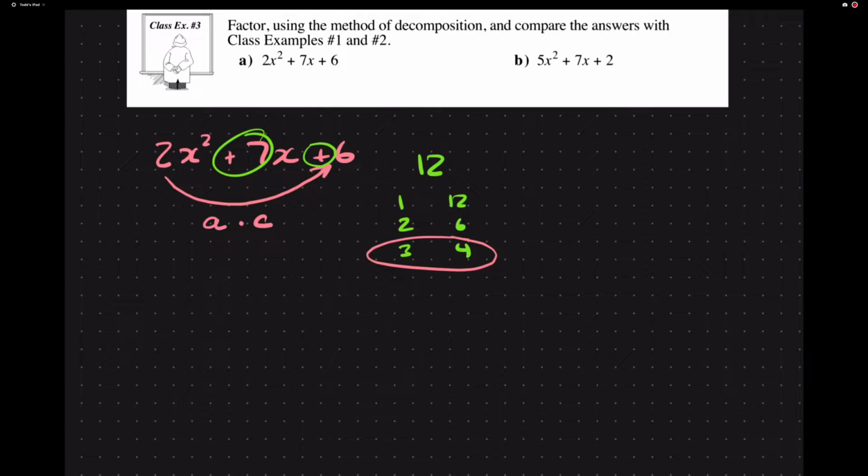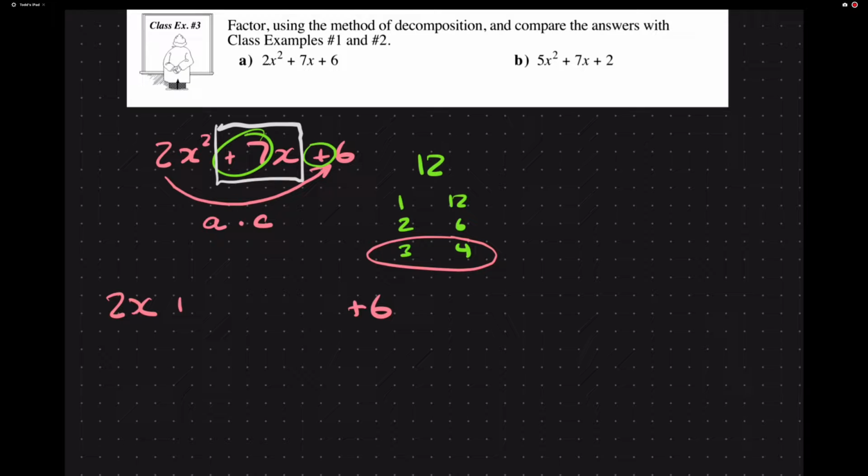Now, at this stage, if it was a trinomial where a equals 1, we would basically break that into two binomials and we're done. But in this case, what we need to do is keep the first term and keep the last term, and then we're going to take this middle term right here and split it up. So we have a positive 7x, so I can split that up into plus 3x and plus 4x.